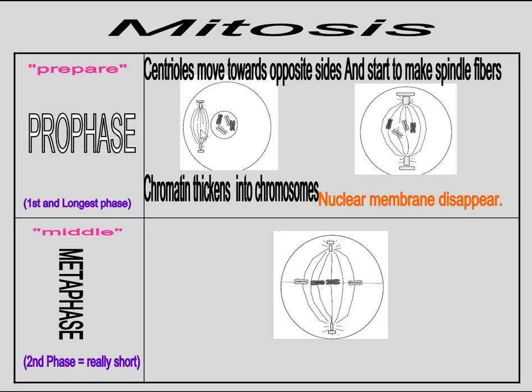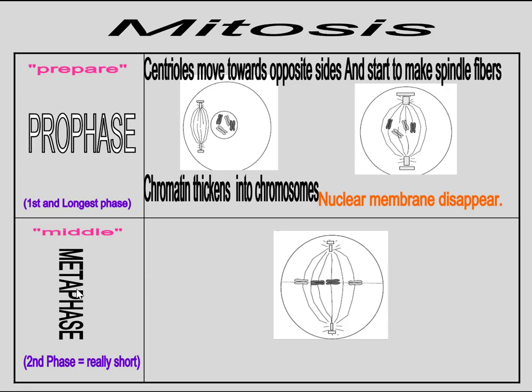So we have two main things happening. Our chromosomes are all set and ready to go, our nuclear membrane is disappearing, and our spindle fibers are getting ready to help. The second phase is really, really short.